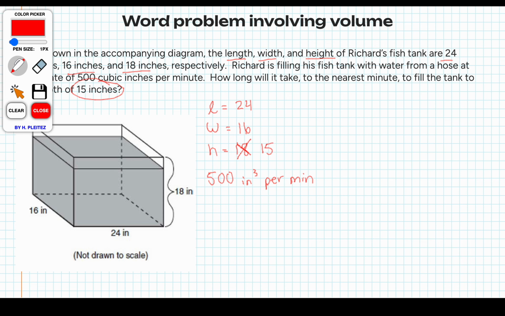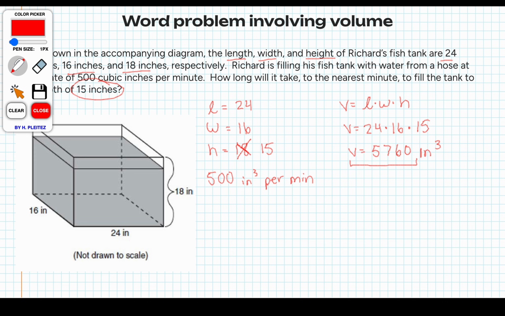So let's just figure out how much water this fish tank can actually hold. And then once we know how much water it can hold, we can figure out how many minutes it's going to take to fill it, right? So our volume is going to tell us how much it holds. And if we did our length times width times our height, we get 24 times 16 times 15. And again, we're using 15 because we're only filling the tank to that depth. We're not filling it the full 18 inches. So if we put that into our calculator, we get that the volume is 5,760 inches cubed. Now what that means is in total, this tank holds 5,760 cubic inches of water.